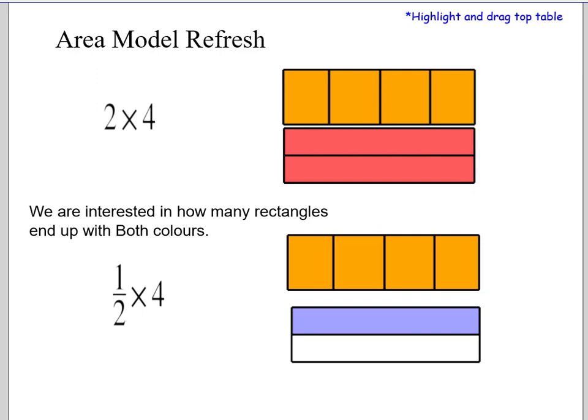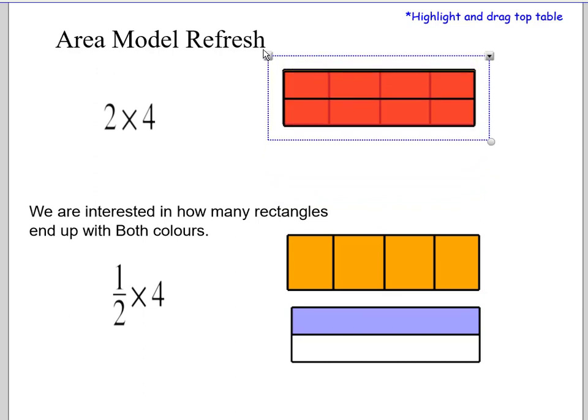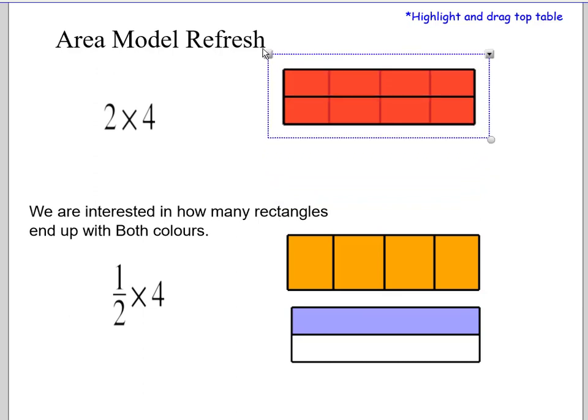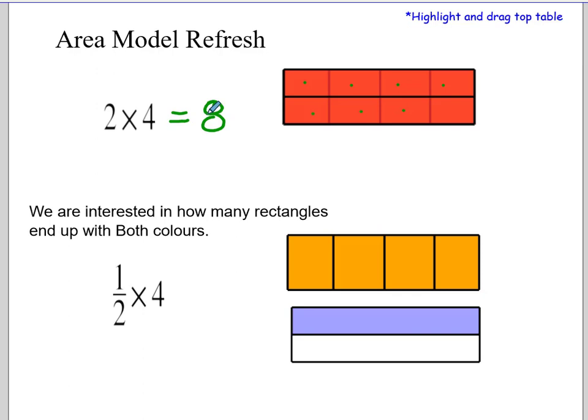So if we look at something like 2 times 4, and if I highlight this, what I'm interested in when I lay this over is how many of those rectangles have both colors. So in this case, both orange and red. And if you notice, all of them do. And if you count up, there's 1, 2, 3, 4, 5, 6, 7, 8. So we would have an answer of 8, which we know is the answer to 2 times 4.